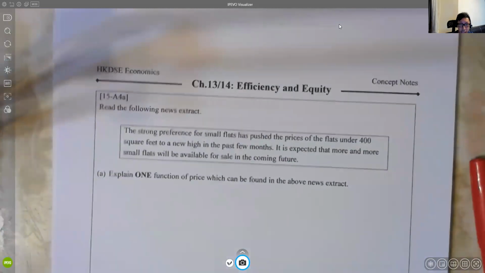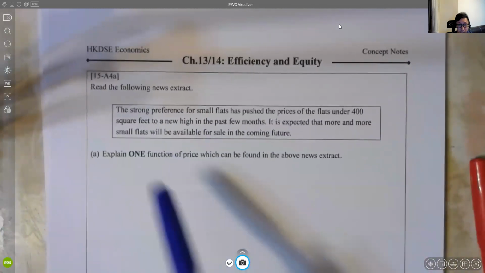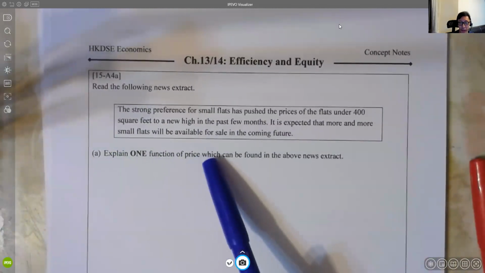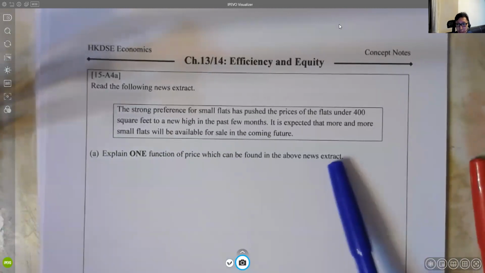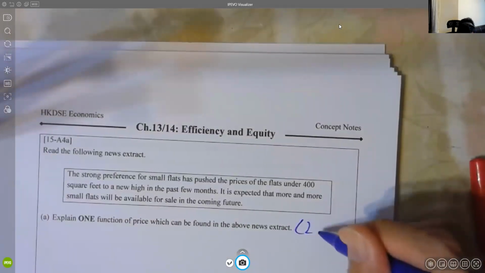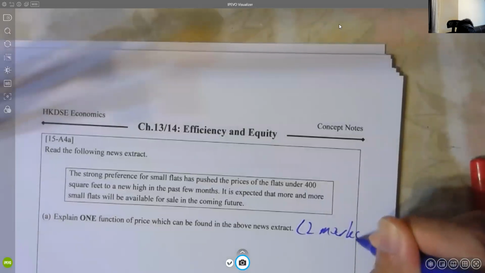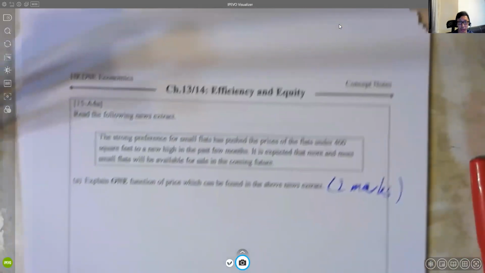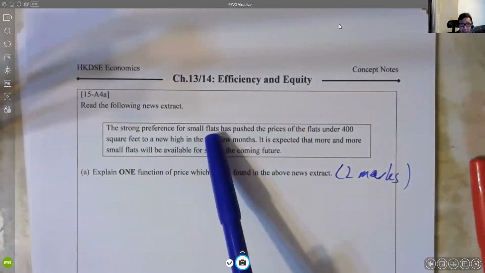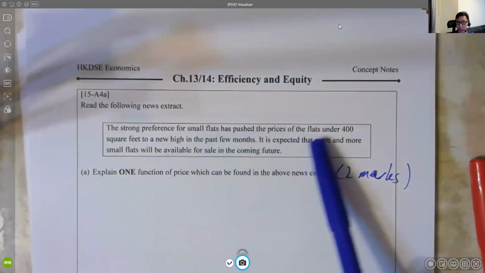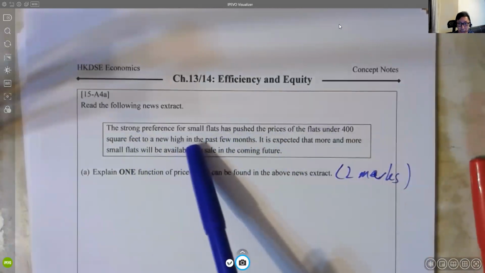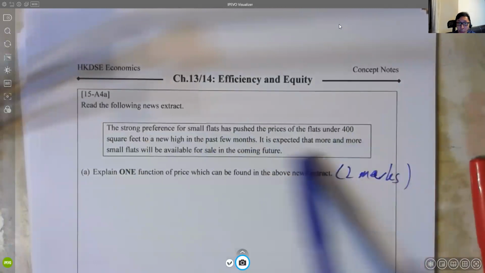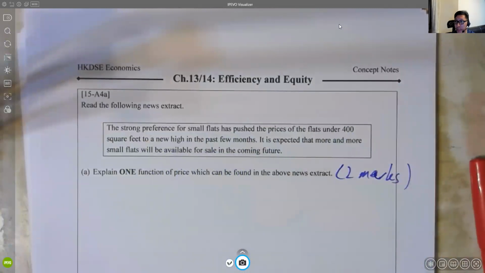嗱，one more question and we are done with this video. All right. Now here, in the following news extract, we need to explain one function of price which is found in the above news extract. I think this is a 2-mark question, if I remember correctly. Okay, the strong preference for small flats has pushed the price to a new high. It is expected more and more would be available for sale.